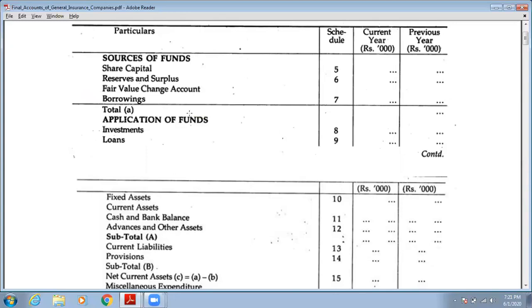Application of funds means where you use these funds, and you will describe all the applications of funds. Let's suppose you use your funds in investment. Your company does some investment. Then in application of funds, first you will write investment. Investment will be written in schedule number 8.